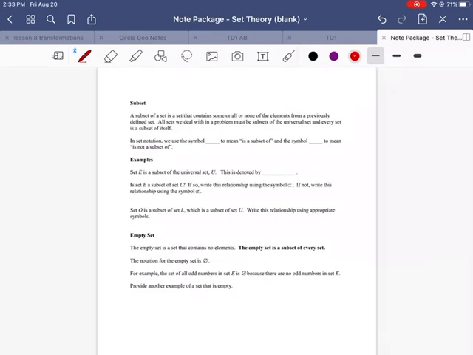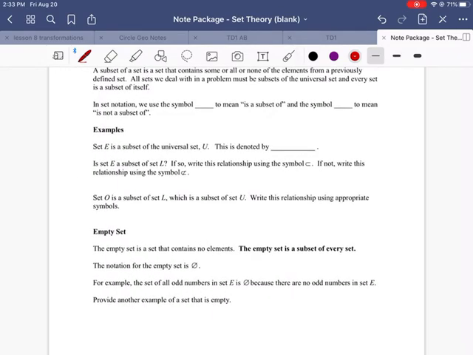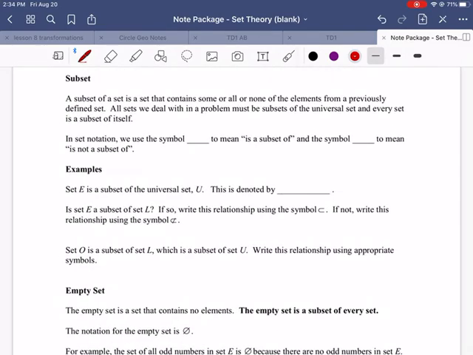A subset is a set that contains some or all the elements from a previously defined set. All sets we deal with in a problem must be subsets of the universal set, and every set is a subset of itself. It's pretty wordy, but in set notation, we use this symbol, kind of like a C, to mean is a subset of, and the symbol C with a slash to mean not a subset of. So set E is a subset of the universal set U.